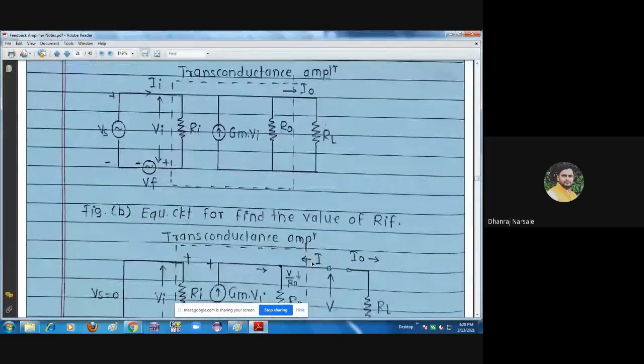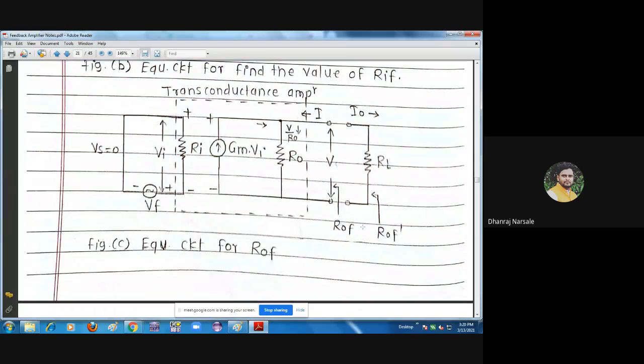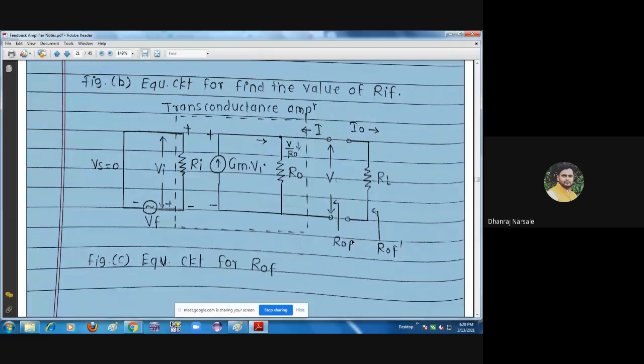Then, to find out the output resistance, we have to use the second figure, that is figure number C. In this figure C, we have to apply KCL at this point. Apply KCL at this point, where the arrow moves outward. You see the arrow? At this point, your Gm into Vi current is the incoming current, V divided by Ro is the outgoing current, and this is the incoming current.